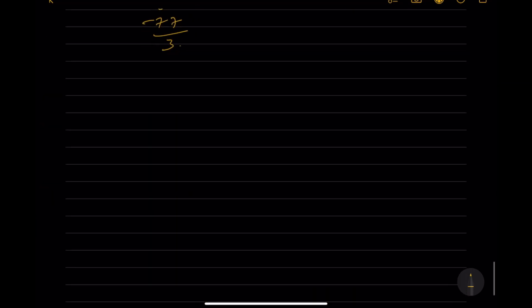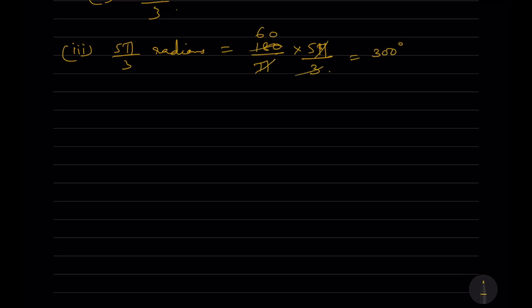Then going into the third one, 5 pi by 3. Now going to the third bit in second question. Third bit solution is 5 pi by 3 radians. What is this equal to? We'll see. It is equal to 180 by pi into 5 pi by 3. It doesn't have any fractional part, so we no need to convert it into minutes and seconds. So directly here 5 pi by 3 radians is equal to 300 degrees.